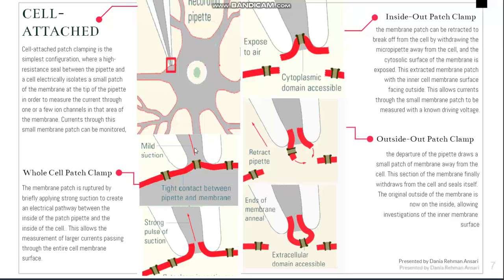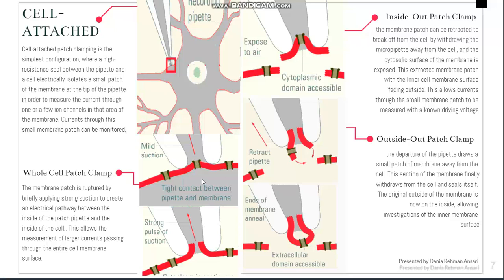To achieve this mode, the patch is ruptured by applying strong suction, creating an electrical pathway between the inside of the pipette and the inside of the cell. This allows the measurement of larger current passing through the entire cell surface, and this technique is used to record current and electrical potential from the whole cell.